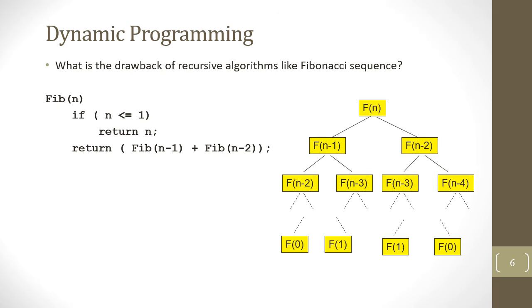What is the drawback of a recursive algorithm like the Fibonacci sequence? As we can see from the figure, subproblems need to be solved again and again. To find the value of f of n, we need to compute f of n minus 2. Again, to find f of n minus 1, we need to compute the value of f of n minus 2 again. Similarly, f of n minus 3 needs to be computed again, and so on. So the complexity of the Fibonacci sequence is 2 to the power of n, which is very expensive.